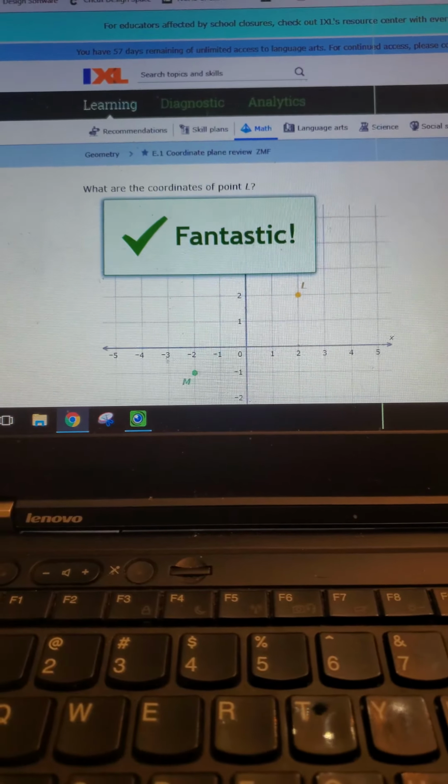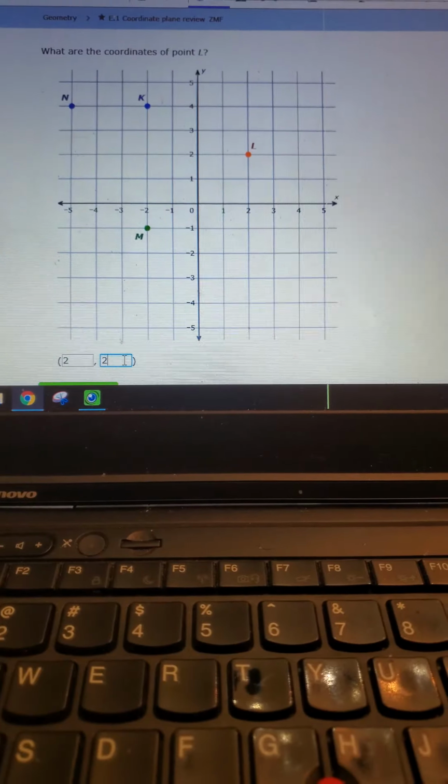What are the coordinates of L? Sorry, I'm really shaky today. Try to stabilize. There we go. The coordinates of L, hold on just a second. There we go. Right 2, 1, 2, up 1, 2. Sorry, I had something going on the side of my screen. 2, 2.